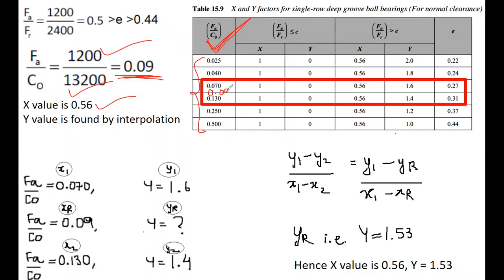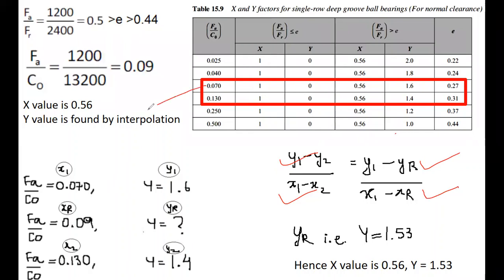Now, if you see these values, 0.09 exact value is not there, but 0.09 lies between these two values, which is 0.07 and 0.130. So we will have to do interpolation. We will find out the value of Y for FA upon CO 0.09 by interpolation. So what is the interpolation formula? Here it's written: Y1 minus Y2 upon X1 minus X2 is Y1 minus YR upon X1 minus XR.